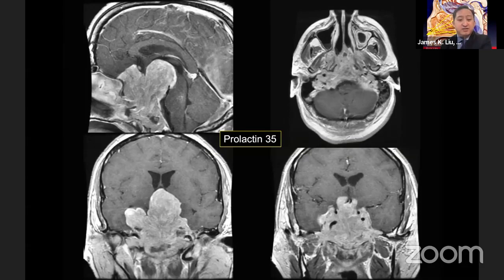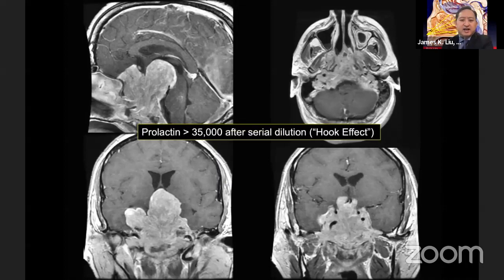And in this case, it was 35. But you must remember to ask your laboratory to dilute the prolactin, because you can get a falsely low prolactin called a hook effect, because the assay involves antibodies where the binding sites get saturated in largely elevated prolactin levels, and then you end up getting a false low prolactin level. So you have to dilute it. And if you recalculate it, this prolactin level was over 35,000.